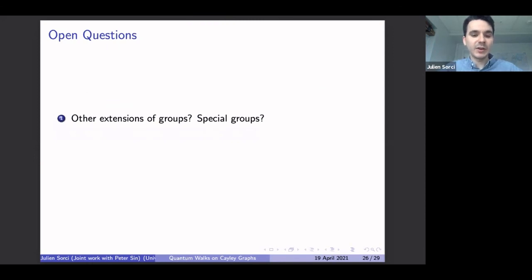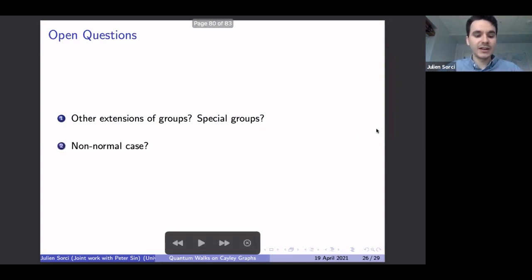So there are a lot of open questions from these results. You can view these extra special groups as being certain extensions of elementary abelian groups, and so it might be interesting to look at other extensions and see what the theory looks like in those cases. In particular, there's a broader family of groups called special groups. And as the name might suggest, the extra special groups are also special groups, so it might be interesting to look at those groups.